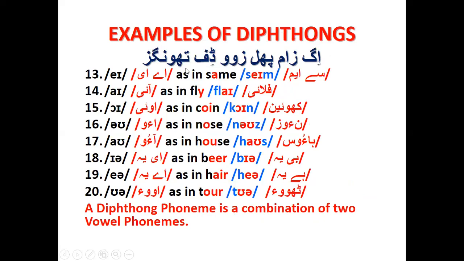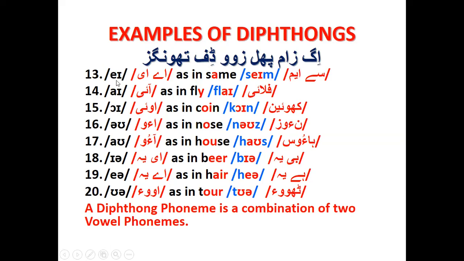It is a little bit difficult because a diphthong phoneme is a combination. Combination of what? A combination of two vowel phonemes, one after the other. For example, dear, number 13. This first one is a, and then e, a e. Actually, it is a combination of these two short vowels. A is also a short vowel, and e is also a short vowel. You have already studied them, but when we combine them, they become a e.